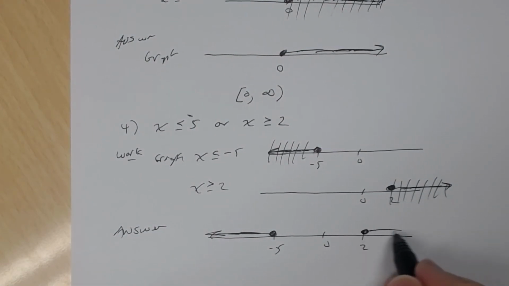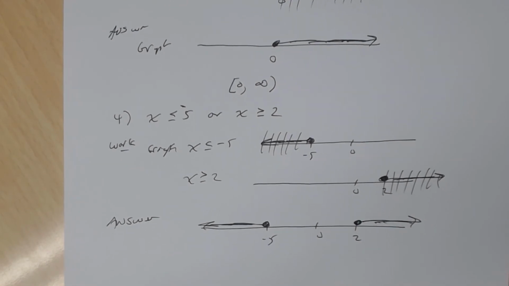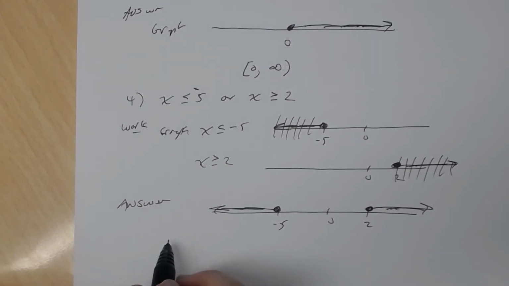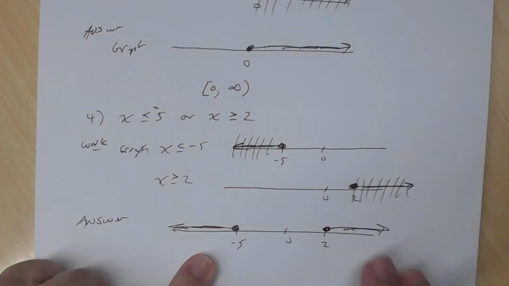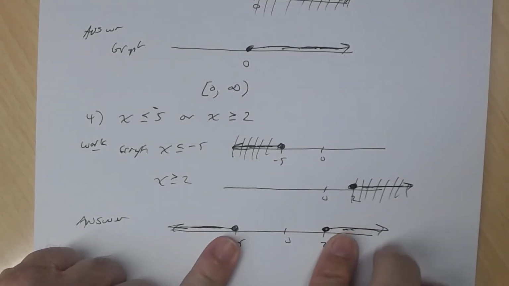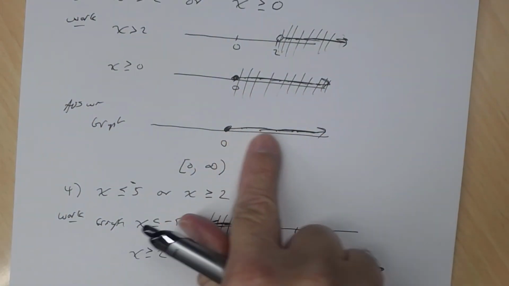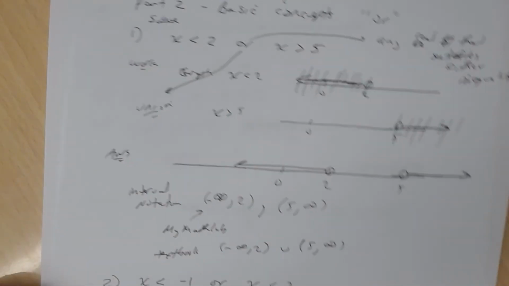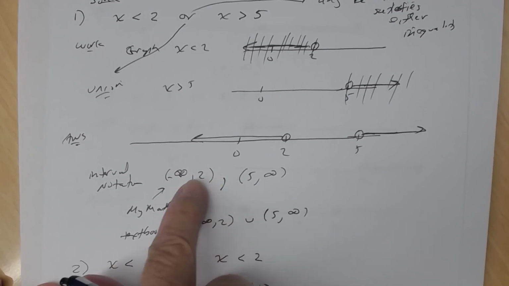Closed circle, going to the right. So that's your graph. All right, so your interval notation. And remember, in this particular case, your solution is 2 parts of the number line. Here it was just one little part. Here it's 2 parts.